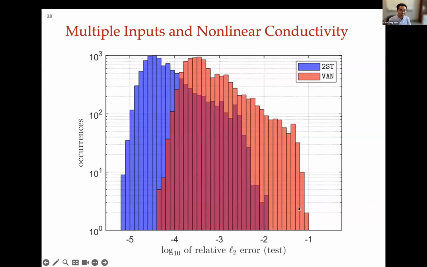And this is the generalization error in a histogram manner, because we have three inputs, it's hard to visualize, so we decided to do a histogram. This is the number of frequencies, we are testing on 10,000 cases, and the x-axis shows the log 10 relative L2 error. Roughly speaking, we are reaching about 10 to the minus 5 error, but the standard one is roughly 10 to the minus 4. So we are roughly one order of magnitude better in that case. Up to here is the methodology part of the training method.